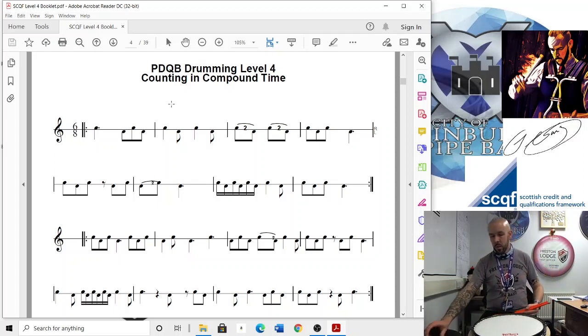Done. We'll look at the second line. 1 day and then your number 2, of the 2 a day, you're not going to play because it's a quaver rest. 1 day, 2 day, 1 and 2.